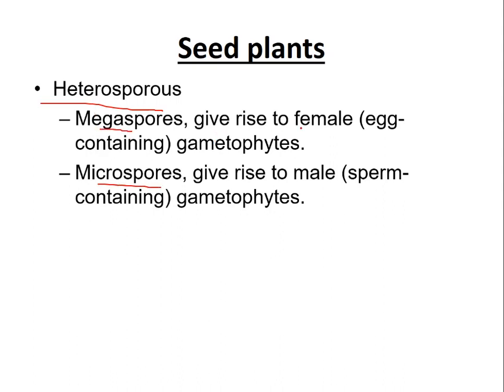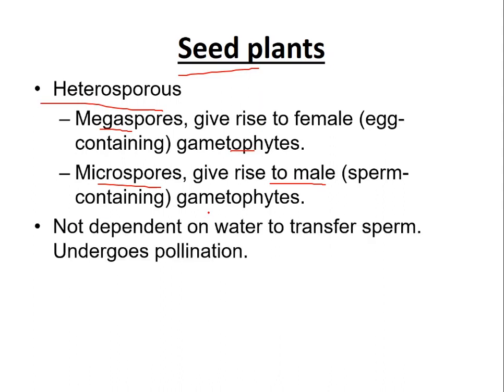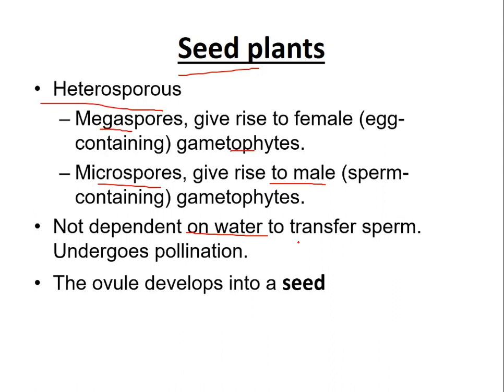Megaspore will give rise to the female gametophyte, which is archegonia containing eggs, and microspore will give rise to the male gametophyte that we call as antheridia with sperm, right? And all seed plant have dominant stage of the life cycle, which is sporophyte dominant. Seed plant do not depend on water to transfer sperm, right? And usually they undergo pollination.